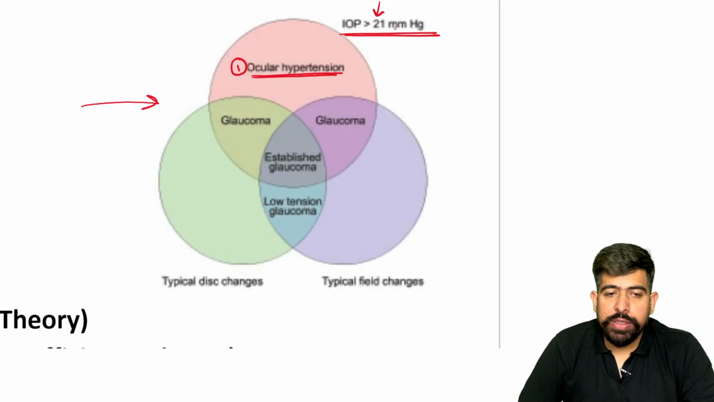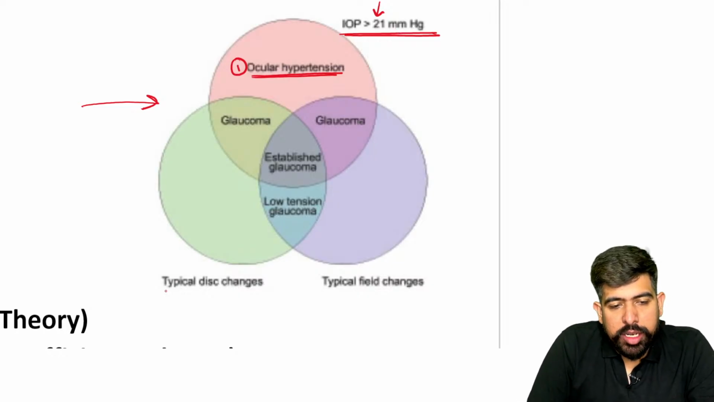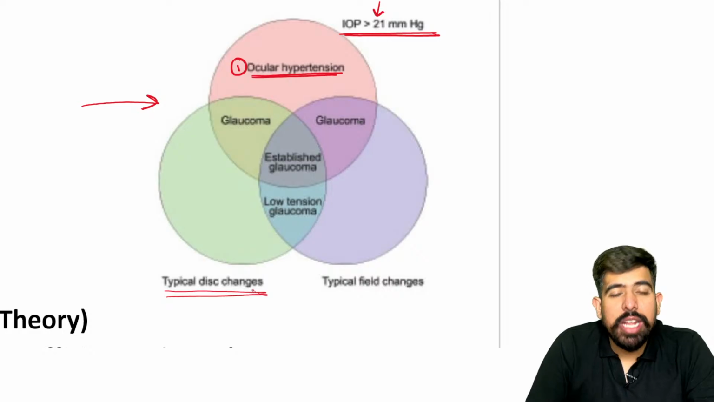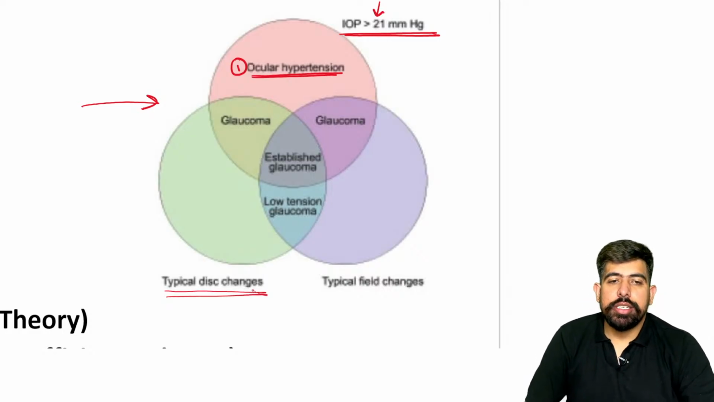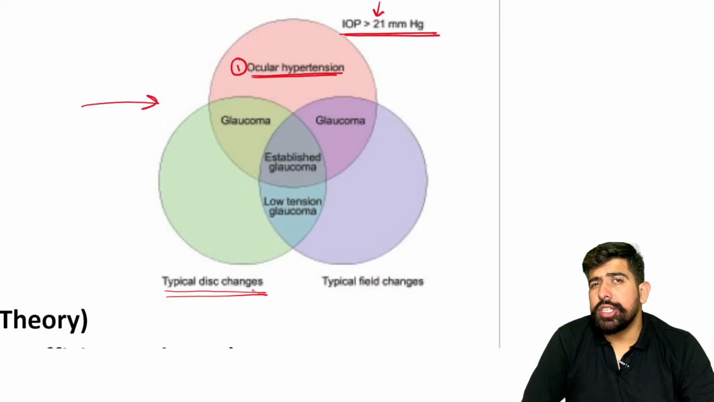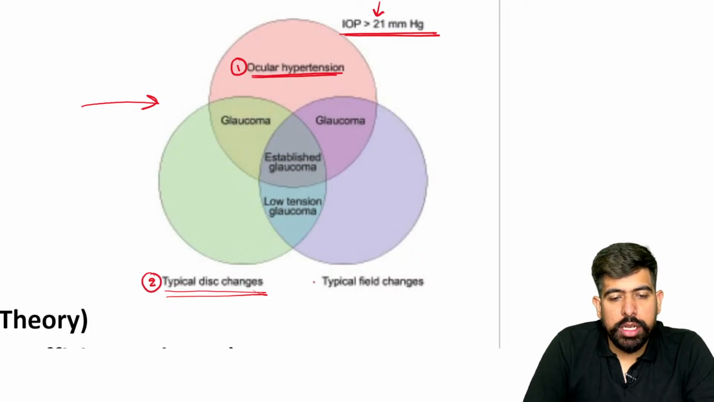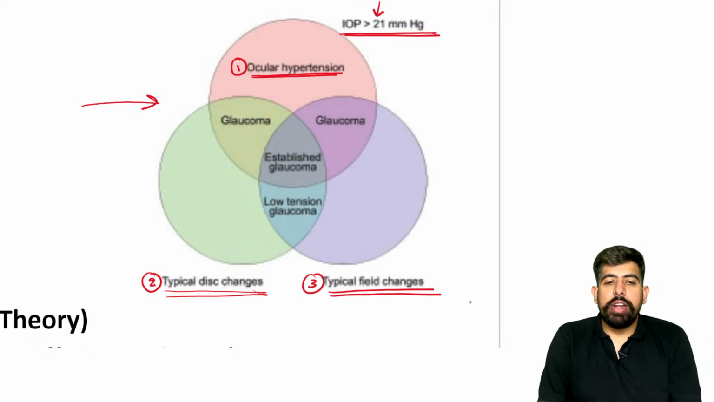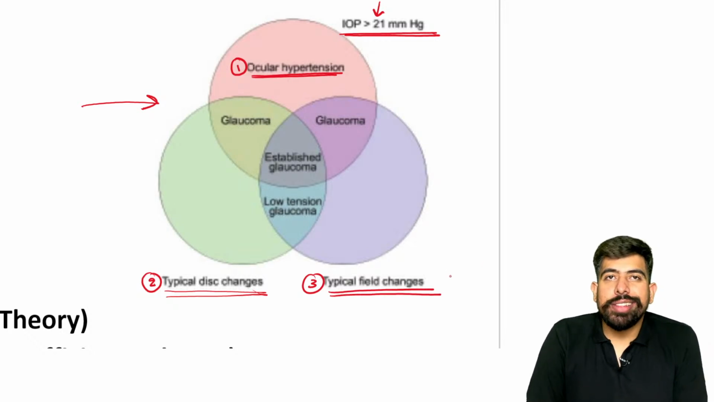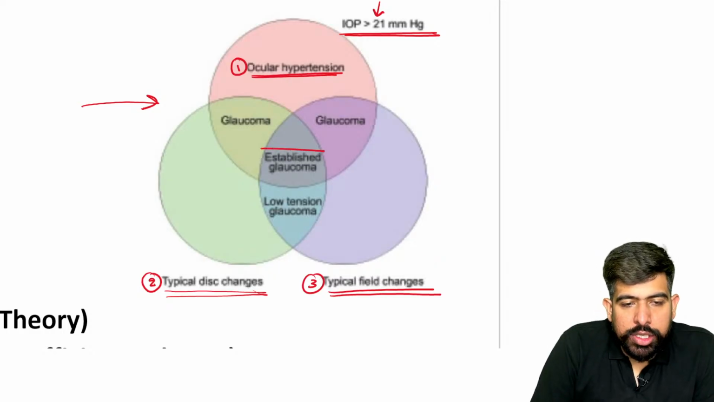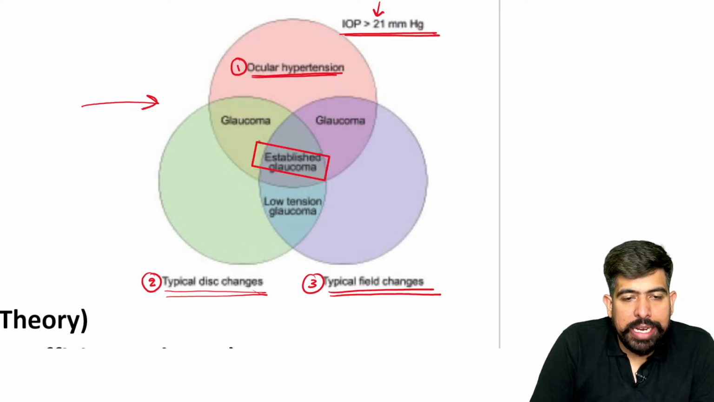Now, what can be the second feature? Typical disc changes should be seen. The optic disc changes should be markedly there. This is the second feature. The third feature is typical visual field changes, which should also be available. If all three are there, that is known as established glaucoma.